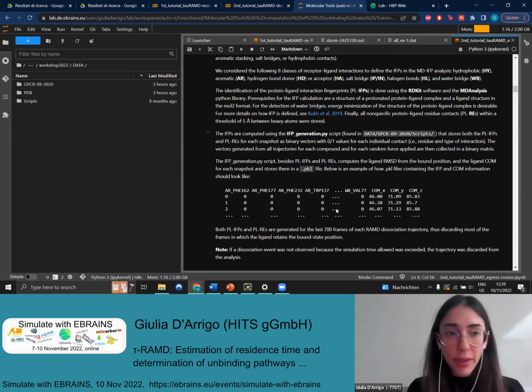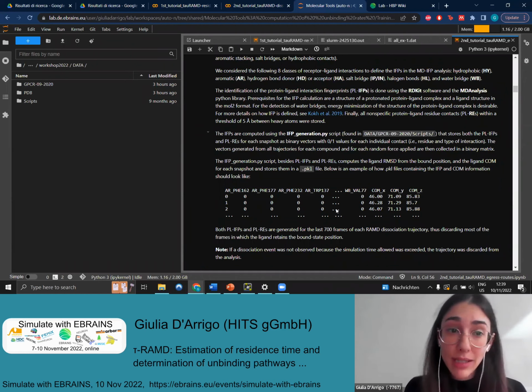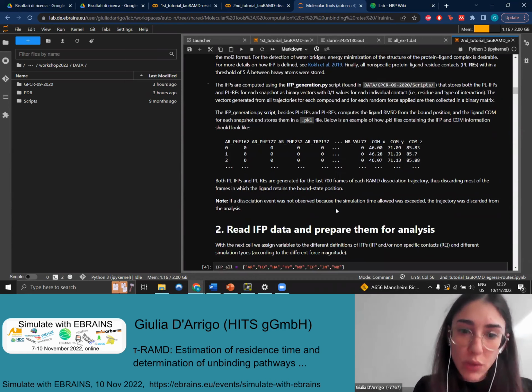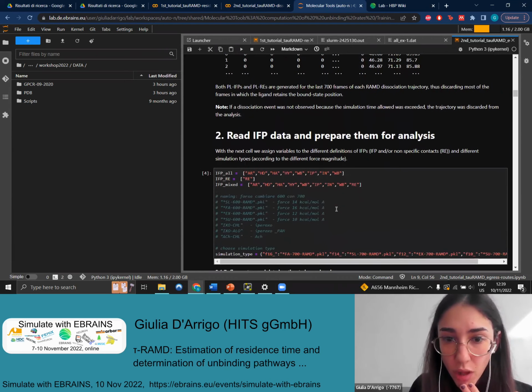So we will have all the pairwise interactions, as well as all other information like the RMSD for each frame, the center of mass position, and so on. And this PKL matrix will be used for post-processing the analysis of the RAMD simulation.